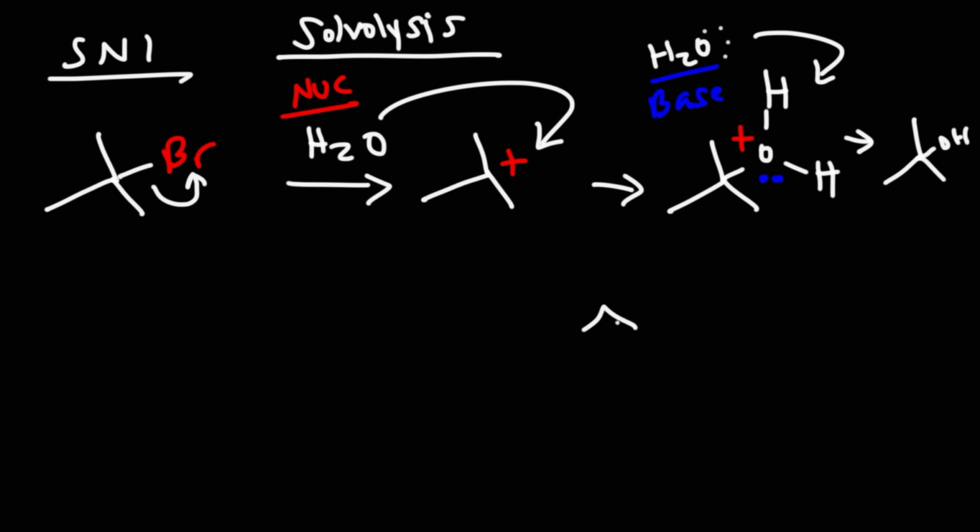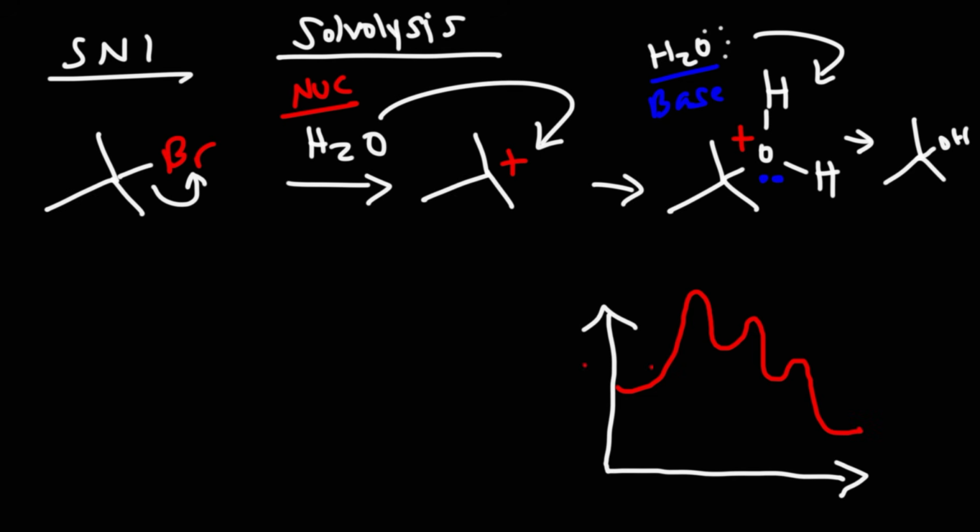If we were to draw the energy diagram for this particular SN1 reaction, notice that we have 3 steps. This will be the first step, the second step, and then the third step. If the energy of the products is less than the energy of the reactants, what we have is an exothermic reaction. If the energy of the products is higher than the potential energy of the reactants, we would have an endothermic reaction, or an endergonic reaction, if you're looking at it from the delta G perspective.